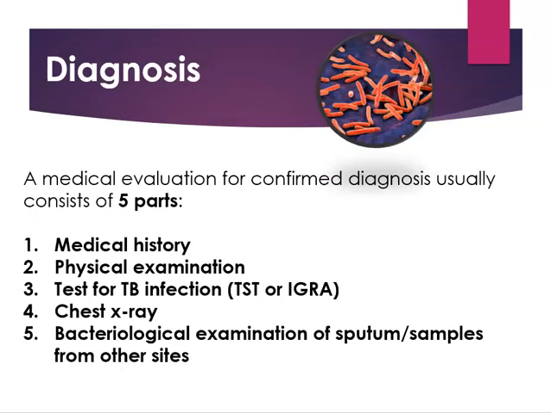So how do the doctors know that you have active TB? Well, they're going to put the patients through a bunch of different tests. They're going to have a very significant medical history exam, a physical exam, a test for TB infection, which is also referred to as an IGRA, a chest x-ray, and then bacterial samples, so sputum and also samples from other parts of the body.